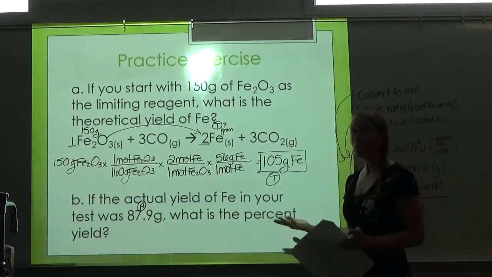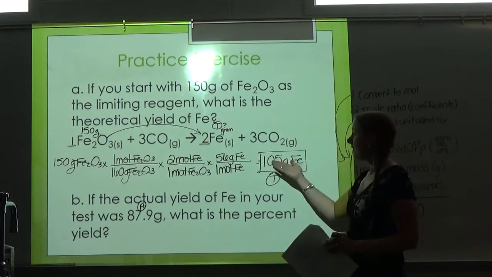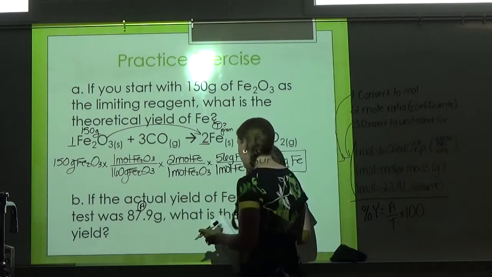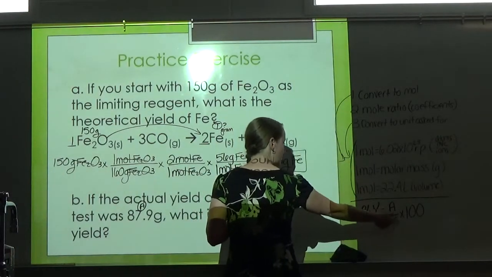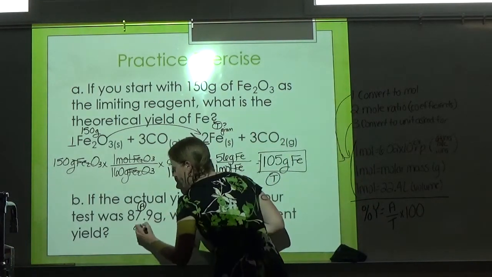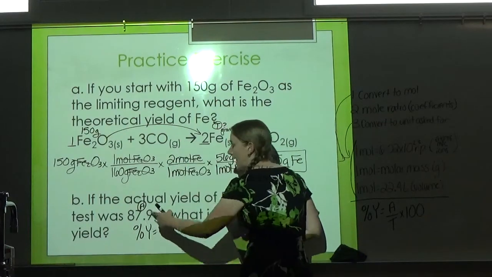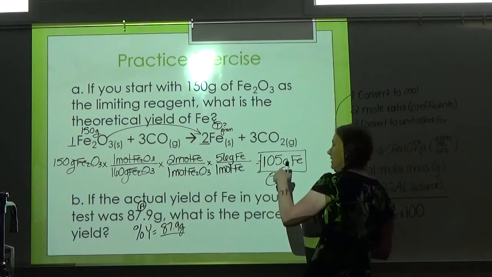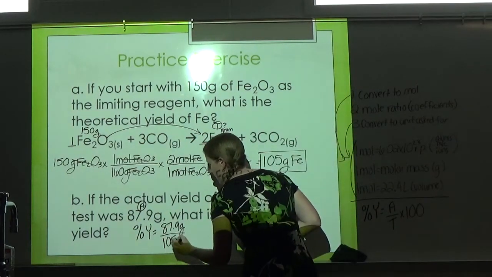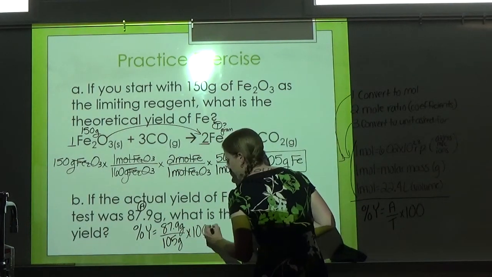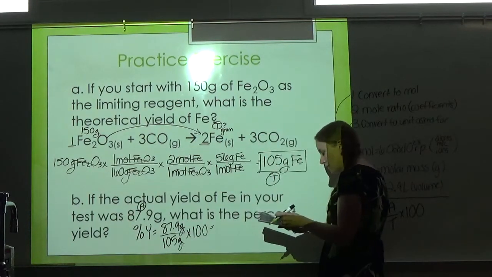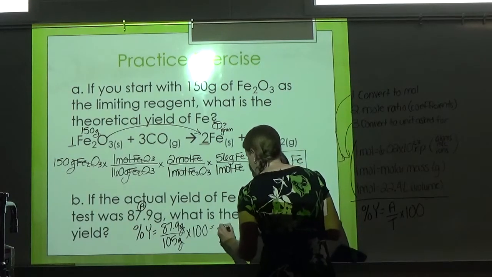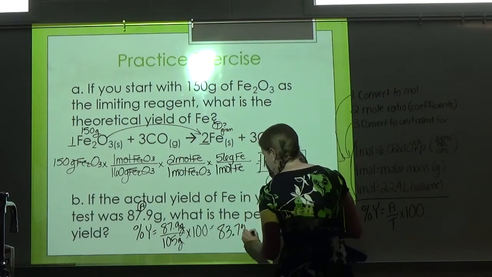So what is the percent yield? Well, again, I already did the hard part. I figured out theoretical. They gave me actual, so I just plug into my formula. Actual over theoretical times 100. So percent yield is the actual, which is 87.9 grams, over the theoretical, which is 105 grams, times 100. The grams cancel, and so I ended up getting about, oh, I almost looked at the wrong answer, 83.7%.